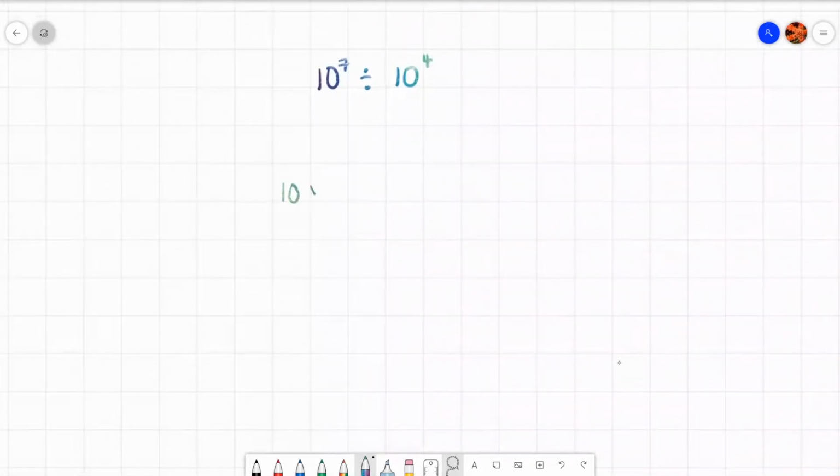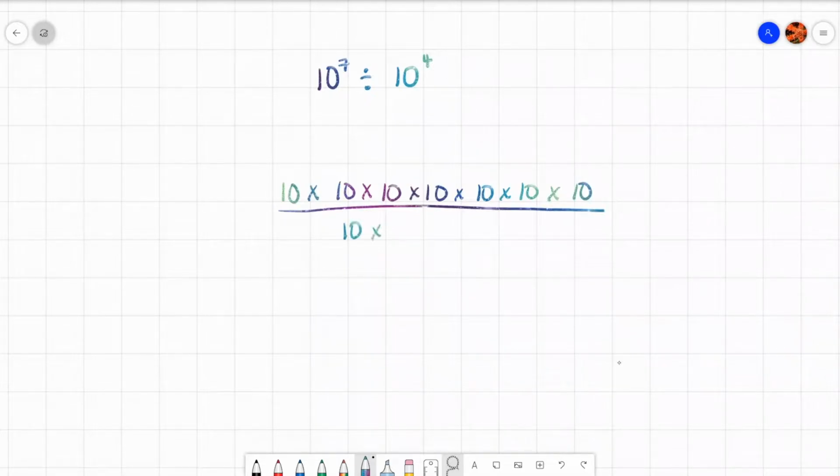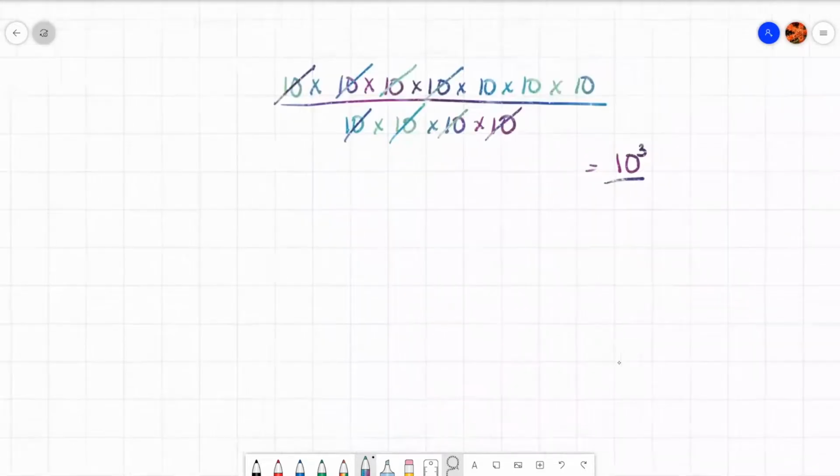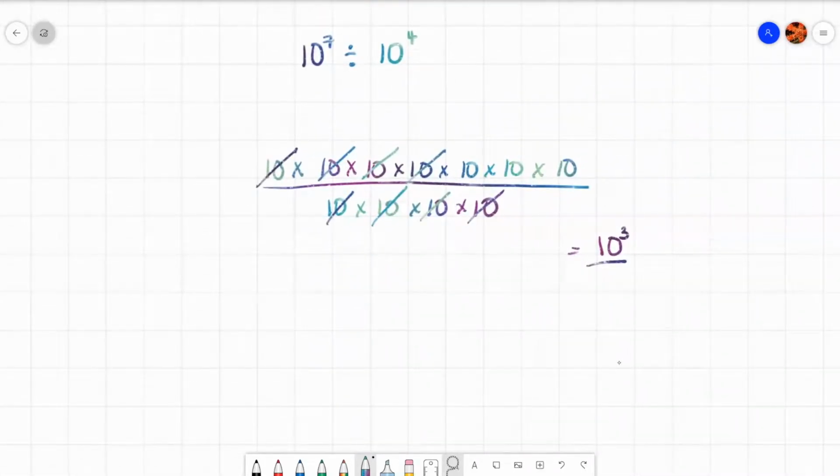10 to the power of 7 is 10 times 10 times 10 times 10 times 10 times 10 times 10. Let's check. 1, 2, 3, 4, 5, 6, 7. Divided by 10 to the power of 4, 10 times 10 times 10 times 10. And let's cancel. 10 divided by 10 would be 1, 10 divided by 10 would be 1, 10 divided by 10 would be 1, 10 divided by 10 would be 1, which leaves 10 cubed. Lovely. Right. That is division, so we can just subtract the powers. So again, 7 take away 4 would be 3.